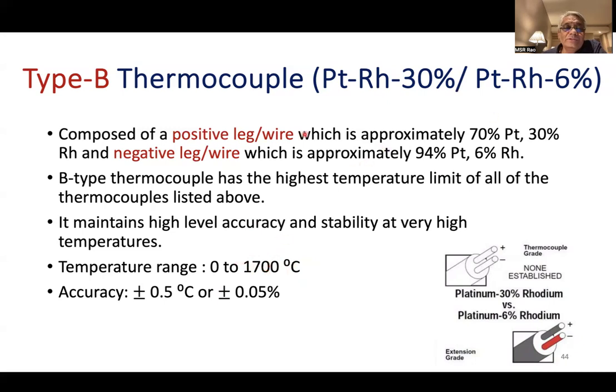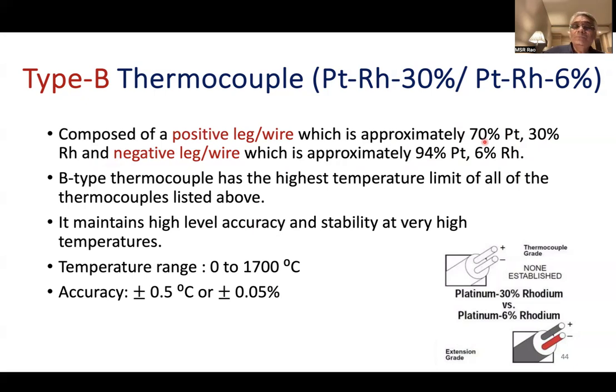See, when we're talking about alloys making one of the legs or wires of the thermocouples, now you know how to make those alloys using the arc melting unit. That means you need to have a combination. For example, one of the legs or wires has to have 70% platinum and 30% rhodium, and the other one, 94% platinum and 6% rhodium. So you know that now, using an arc melting furnace, you can easily make these compositions.